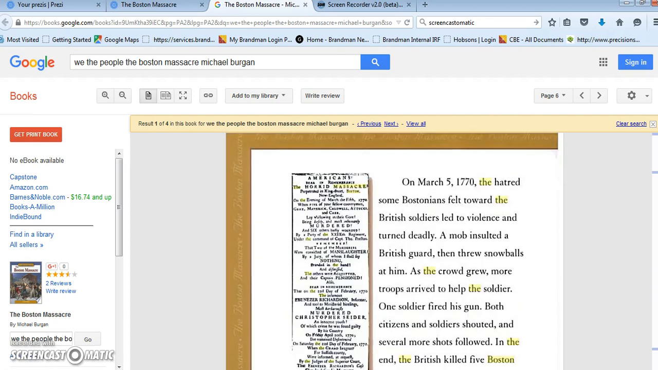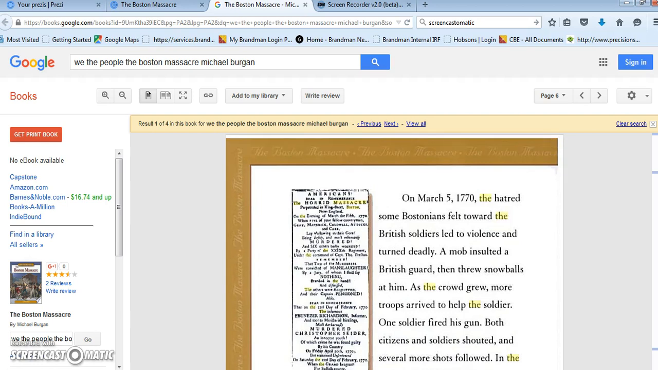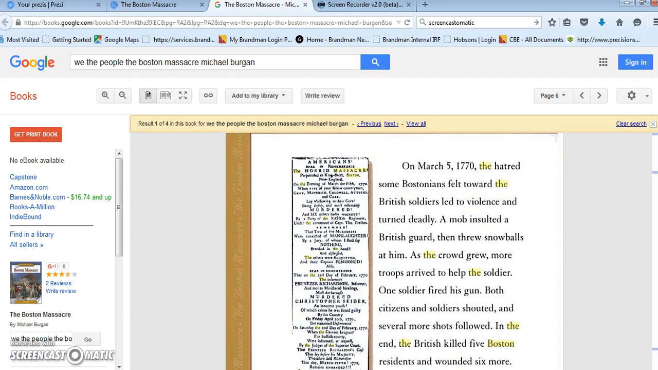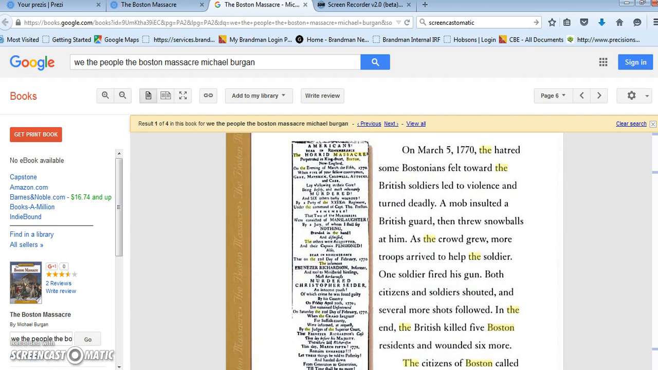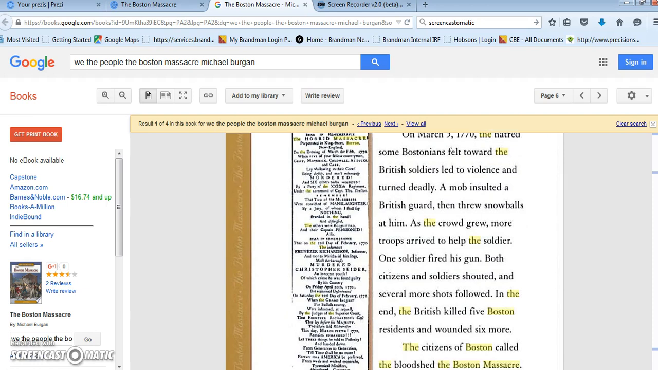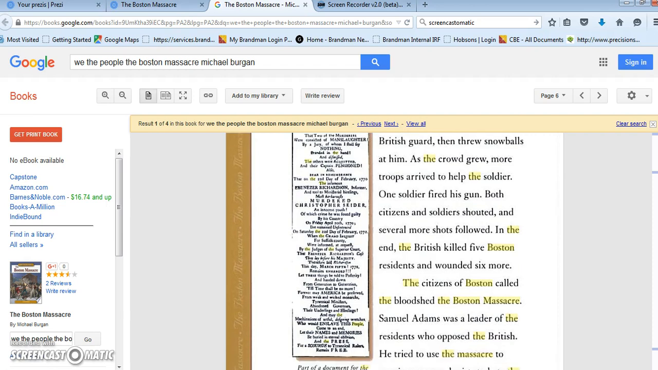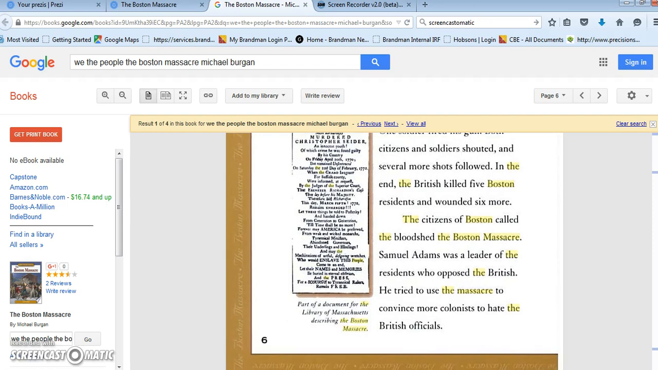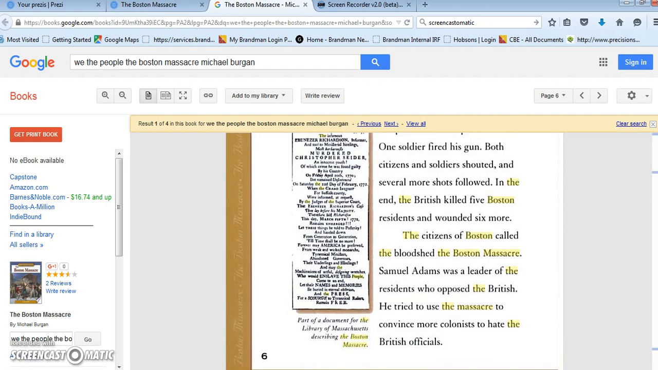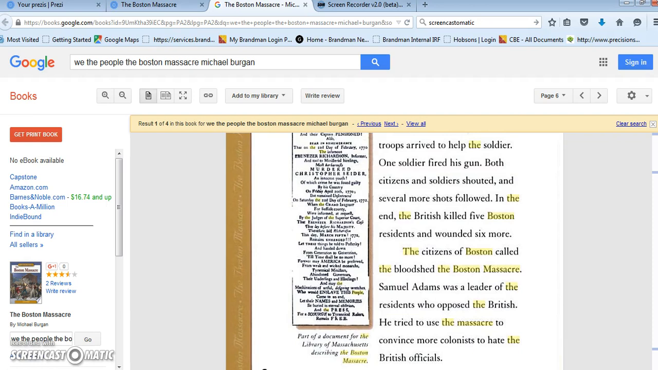On March 5th, 1770, the hatred some Bostonians felt towards the British soldiers led to violence and turned deadly. A mob insulted a British guard, then threw snowballs at him. As the crowd grew, more troops arrived to help the soldier. One soldier fired his gun. Both citizens and the soldiers shouted, and several more shots followed. In the end, the British killed 5 Boston residents and wounded 6 more. The citizens of Boston called the bloodshed the Boston Massacre. Samuel Adams was the leader of the residents who opposed the British. He tried to use the massacre to convince more colonists to hate the British officials.